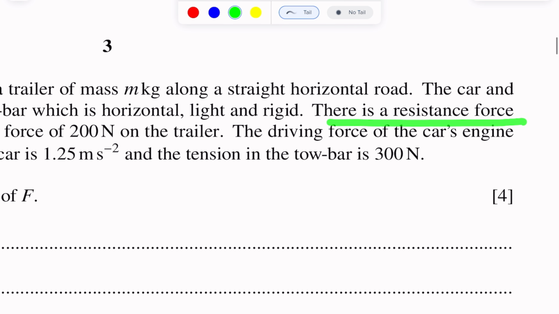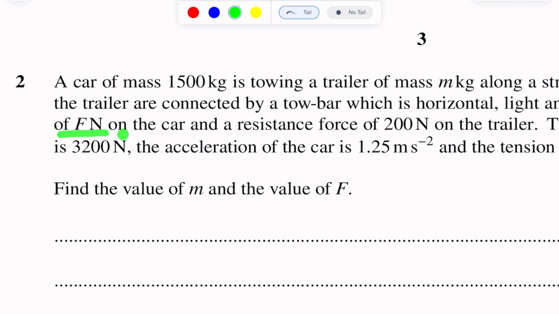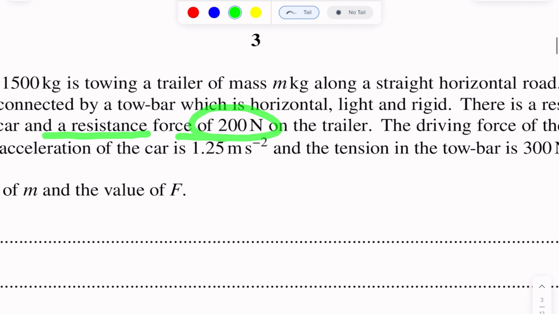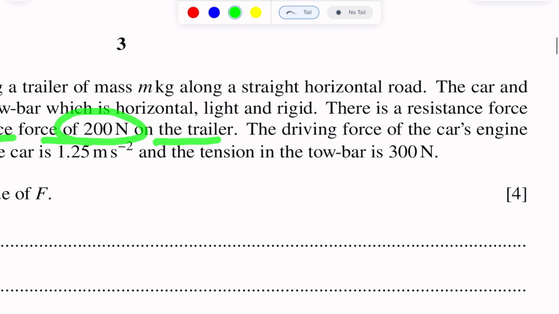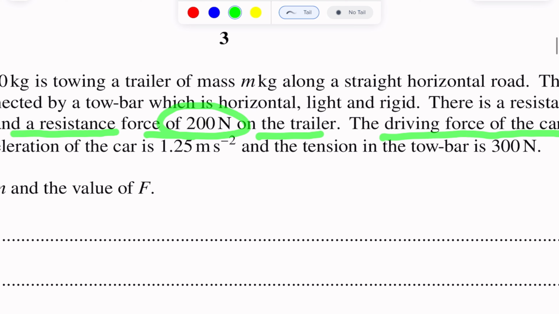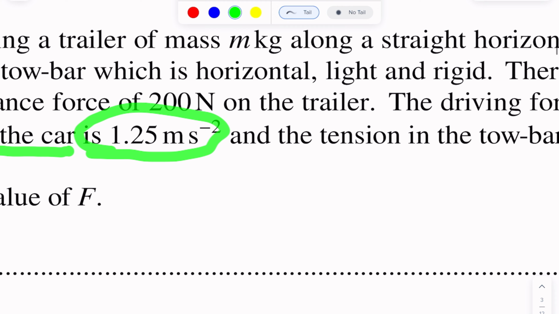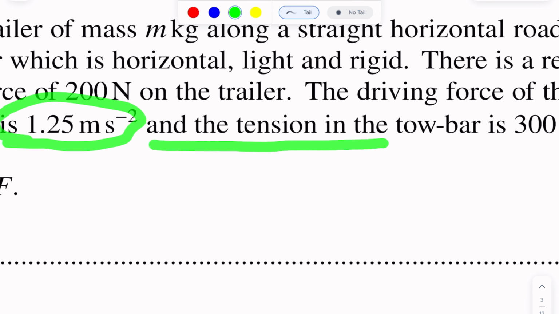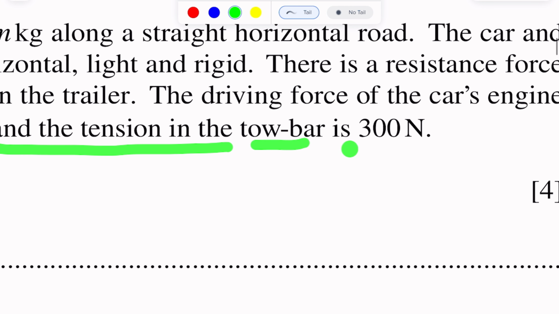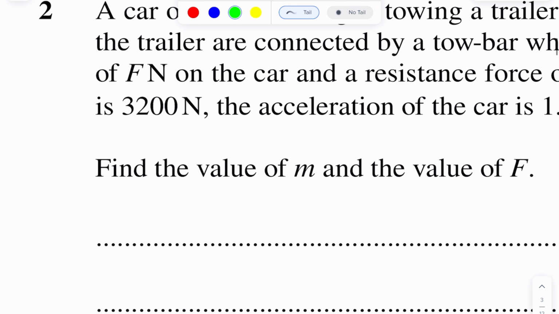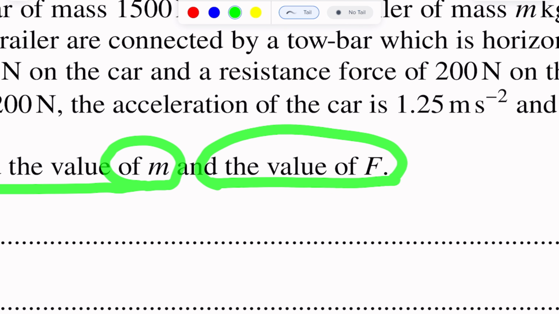There is a resistance force of F Newton on the car and a resistance force of 200 Newton on the trailer. The driving force of the car's engine is 3200 Newton. The acceleration of the car is 1.25 meter per second squared, and the tension in the tow bar is 300 Newton. Find the value of m and the value of F.